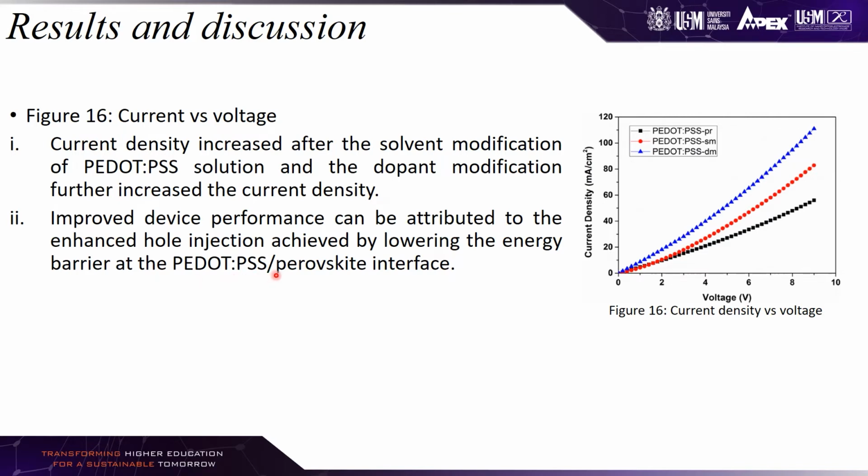So from here we can see the blue line, which is PEDOT:PSS-DM, a dopant modification, the red line is PEDOT:PSS-SM, a solvent modification, and the black line is PEDOT:PSS-PR, which is a pristine perovskite. So we can see here the current density for the dopant modification is higher compared to the solvent modification and pristine perovskite.